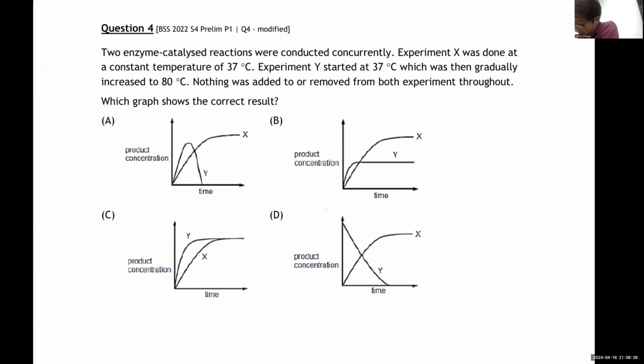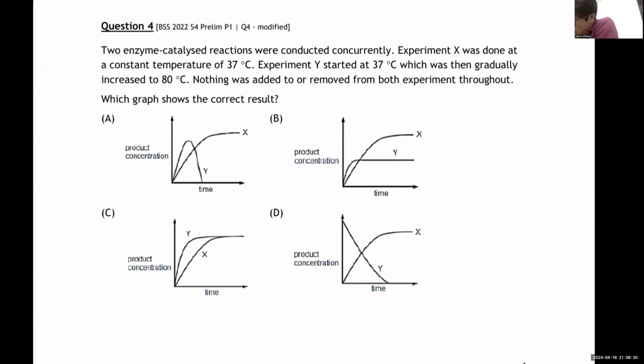Okay, let's go. Experiment X was done at a constant temperature of 37 for X. Y started at 37, then increased to 80. Can we immediately say the increase to 80 denatures the enzyme? Do we go straight to that? Why not?